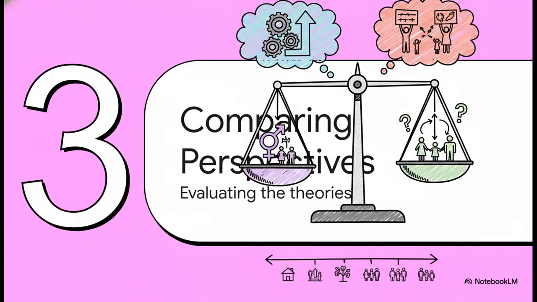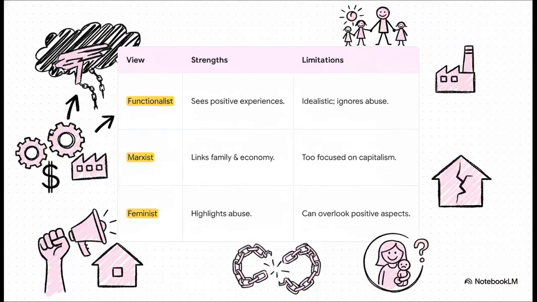All right, now that we've got a good grip on the feminist view, it's time to practice a really important exam skill: evaluation. In sociology, that doesn't just mean saying if something's good or bad. It means weighing it up against other theories, looking at its strengths and its weaknesses. This table is a fantastic summary for your revision, so let's quickly run through it.